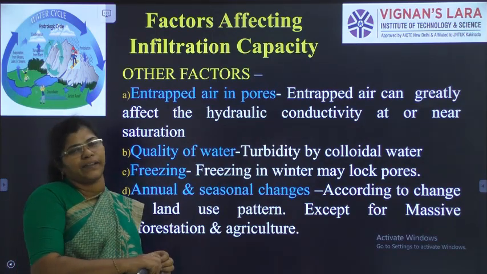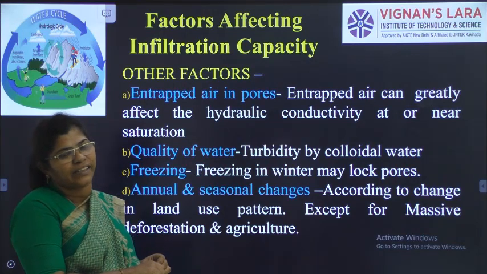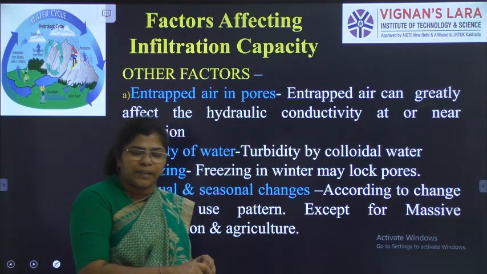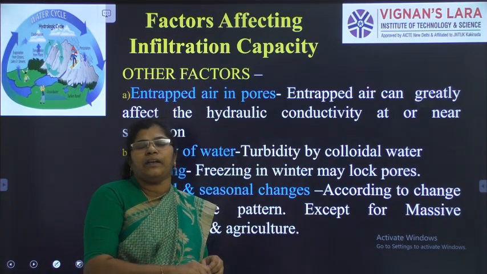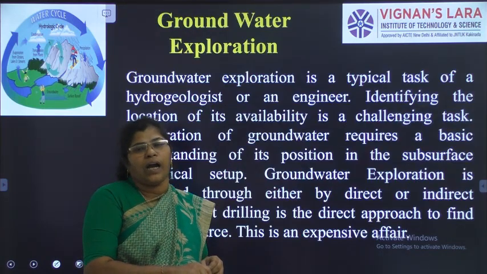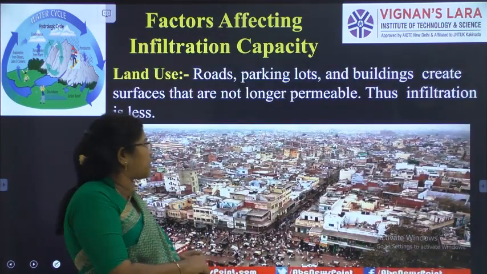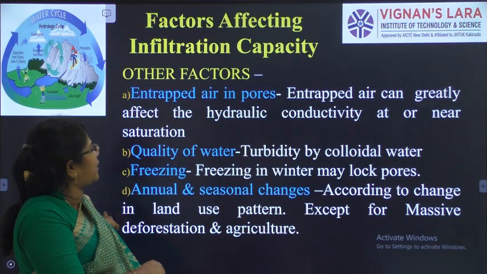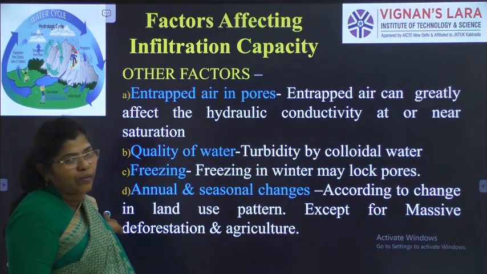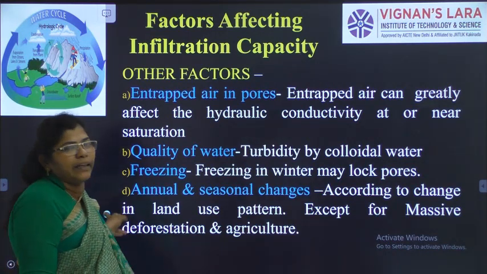So in this class, we have seen what the hydrological cycle is, and we saw what precipitation is, that precipitation is mainly due to rain and snow, and the different forms of precipitation. We also saw what infiltration is, what infiltration capacity is, and what factors affect infiltration.